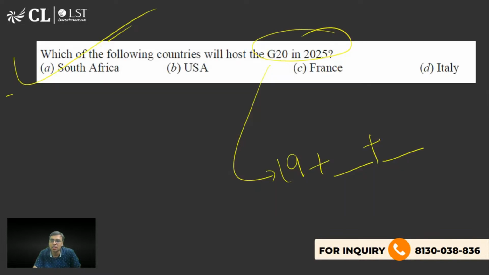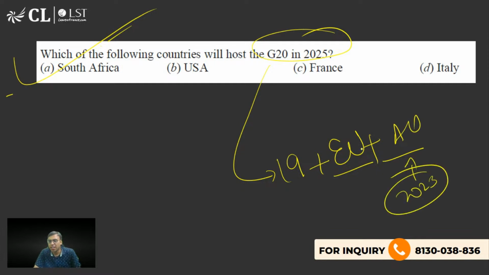19 countries plus the European Union was there, and the African Union got added in 2023 with the initiative of India in Delhi, when India was the host of the G20 summit. ठीक है, याद रखिएगा: 19 plus European Union plus African Union.